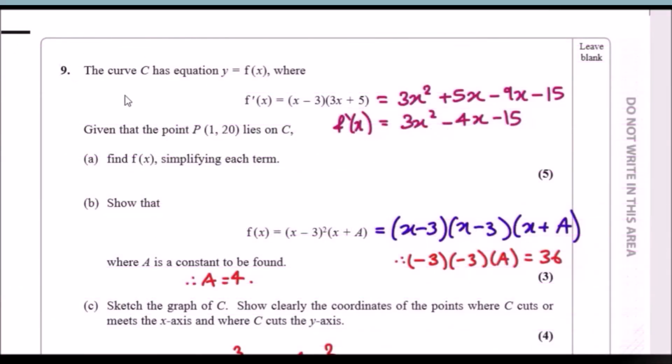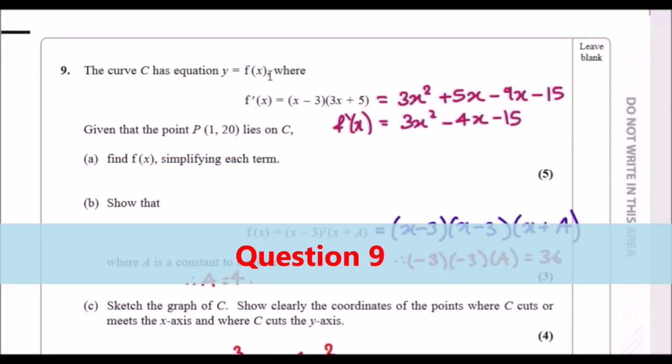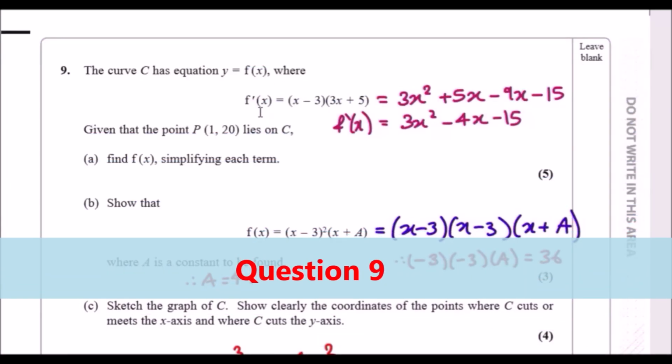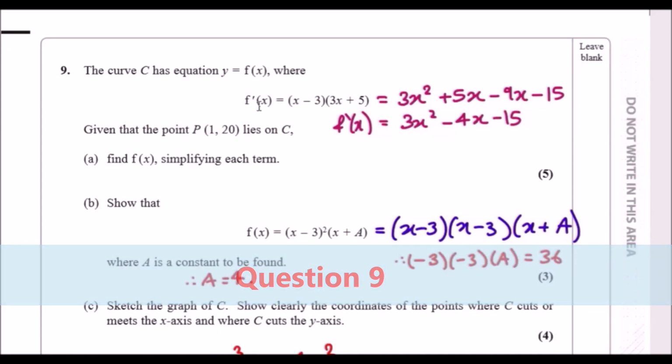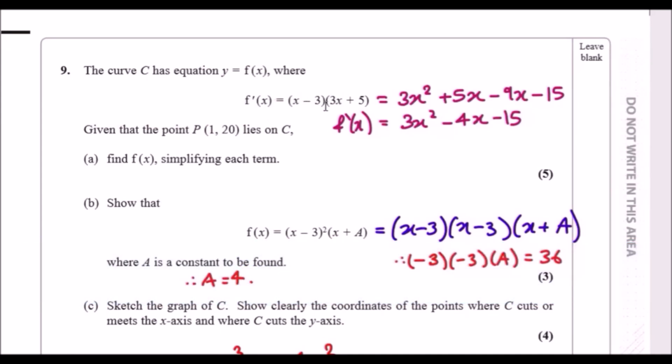So question 9. The curve C has equation y equals f(x), where the first derivative, f prime of x, equals (x minus 3)(3x plus 5). Now, I just decided to expand this because it's always nice to have a complete looking equation. So expanding this quadratic and tidying up, you should get this result for f prime of x.